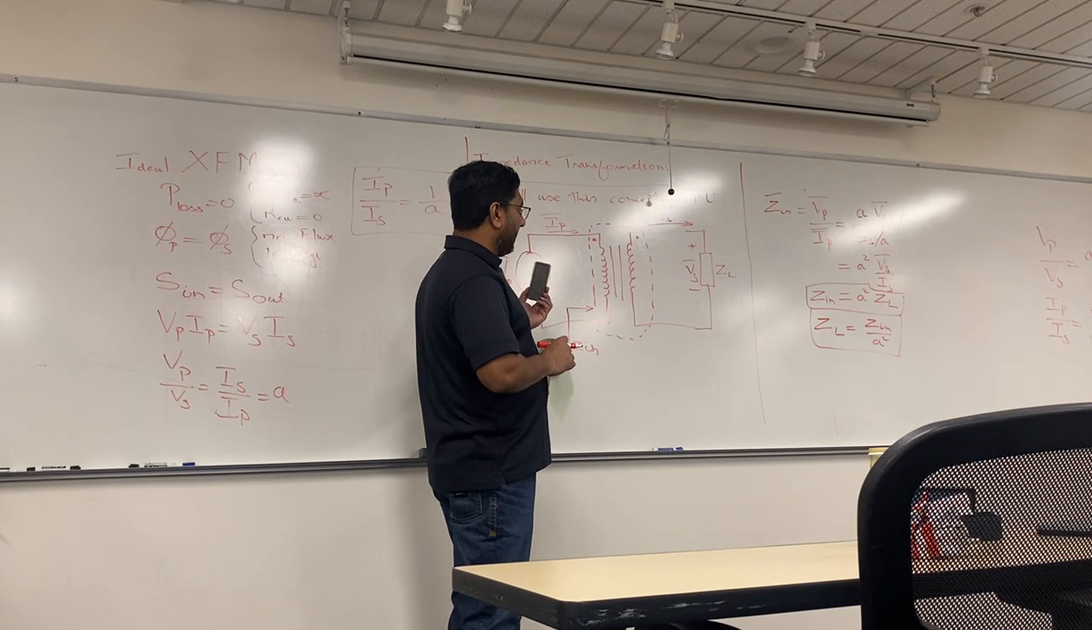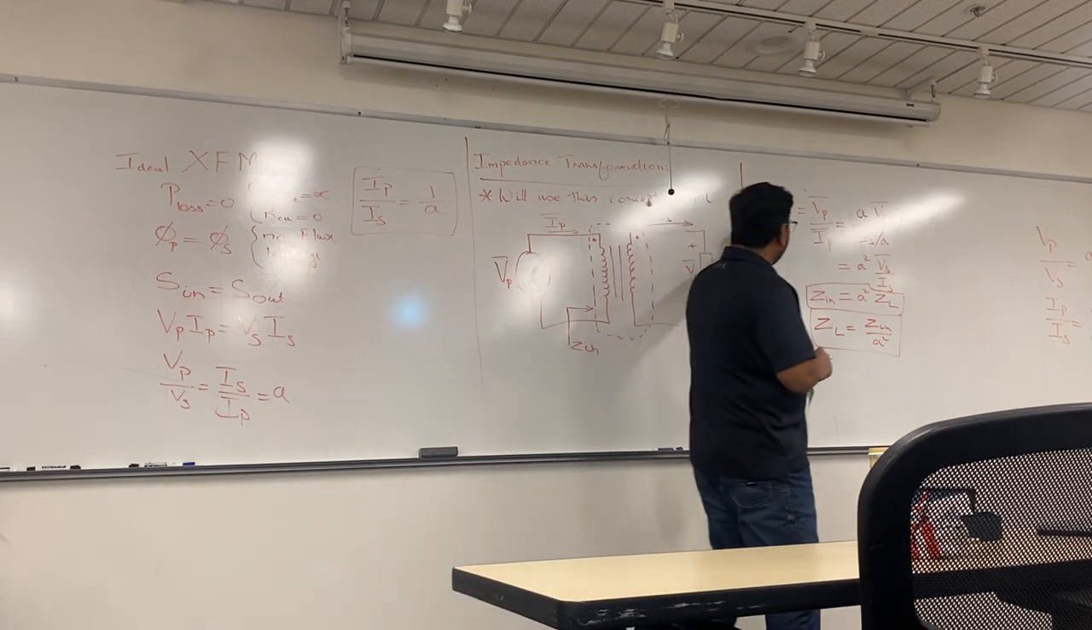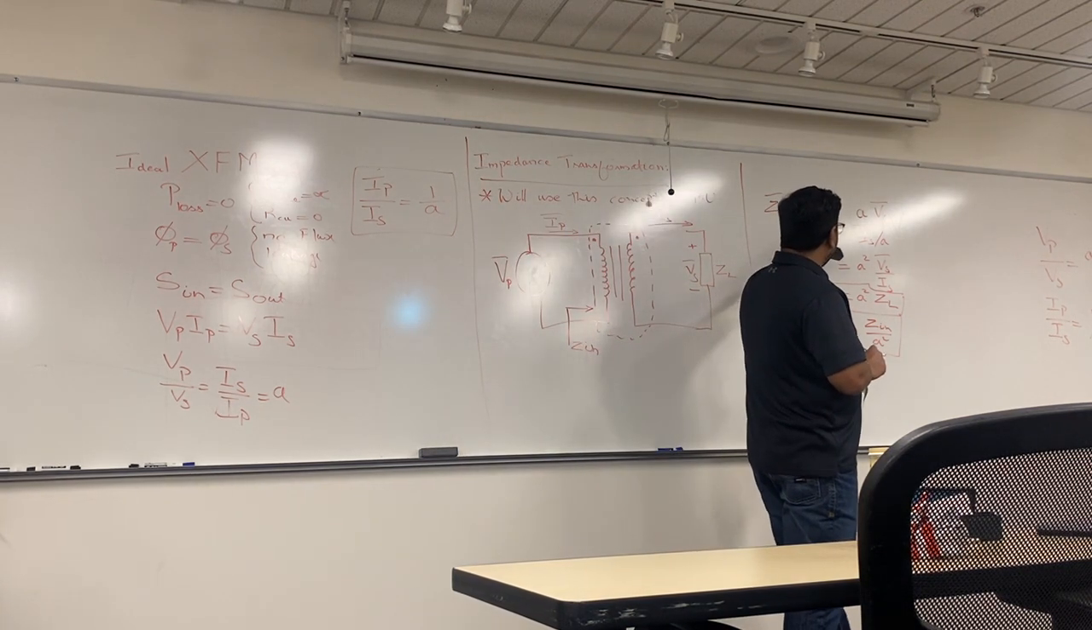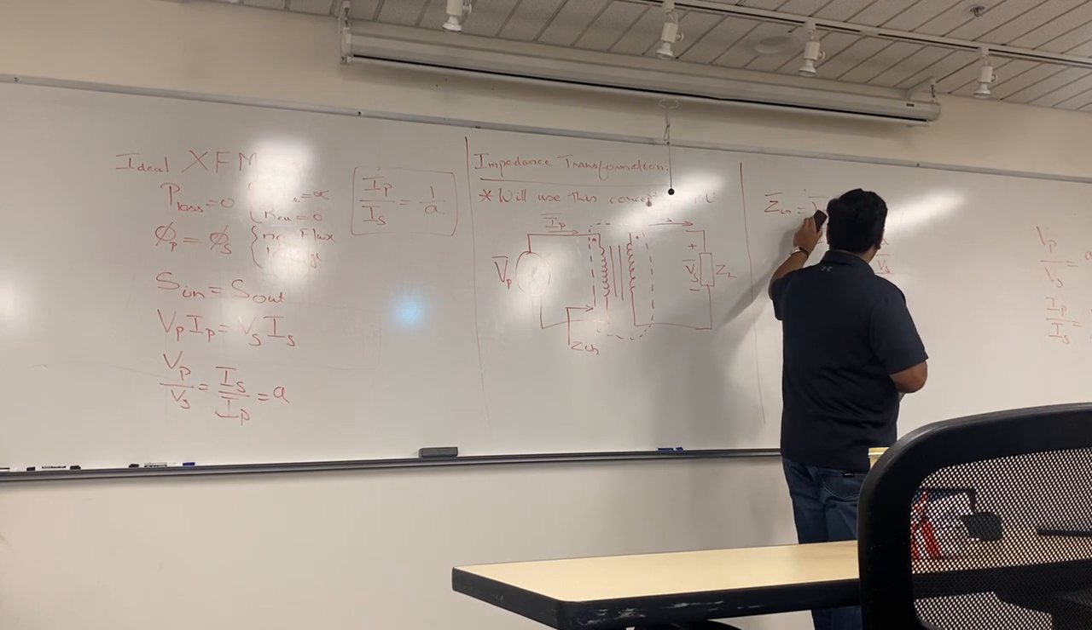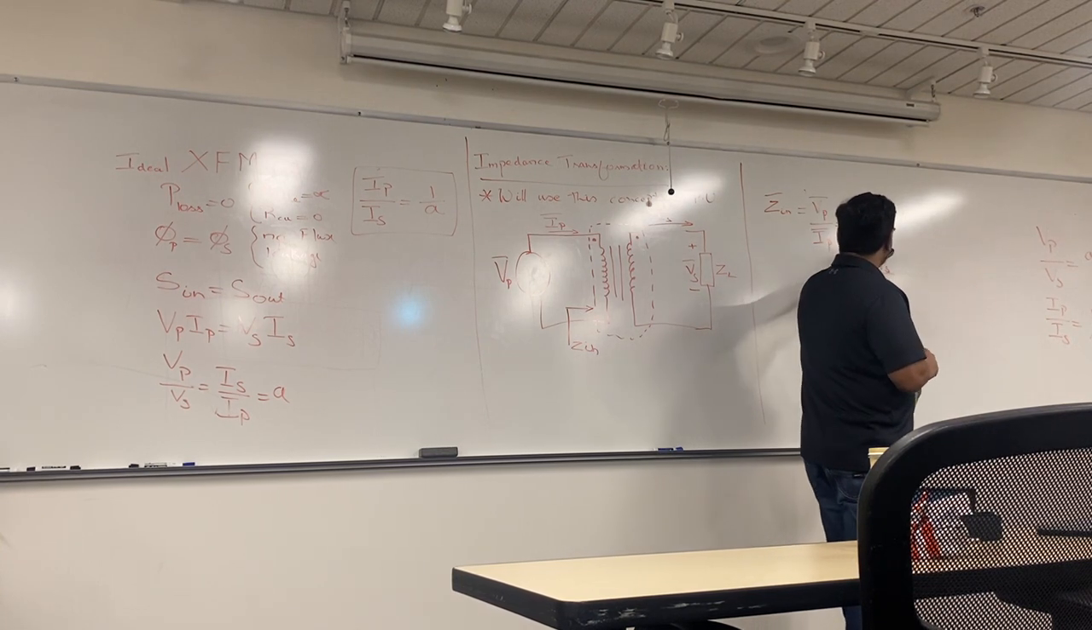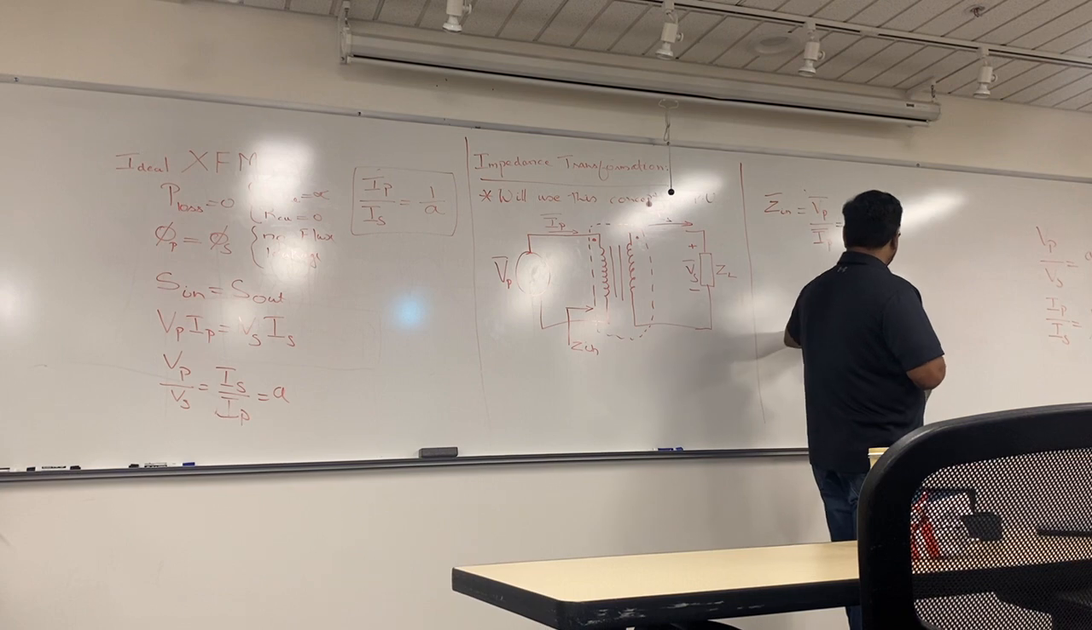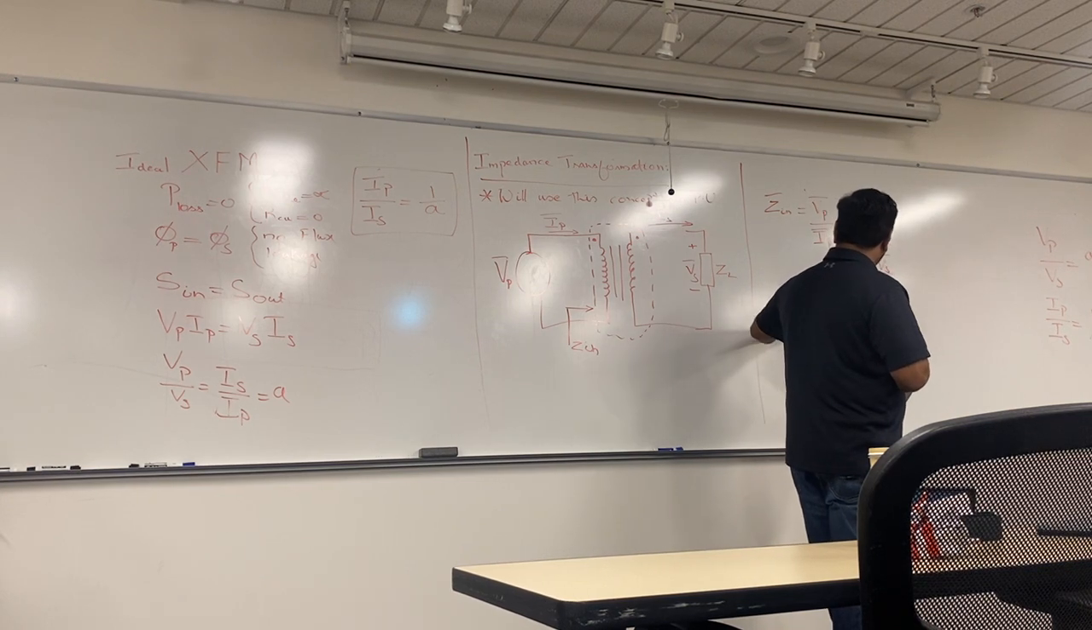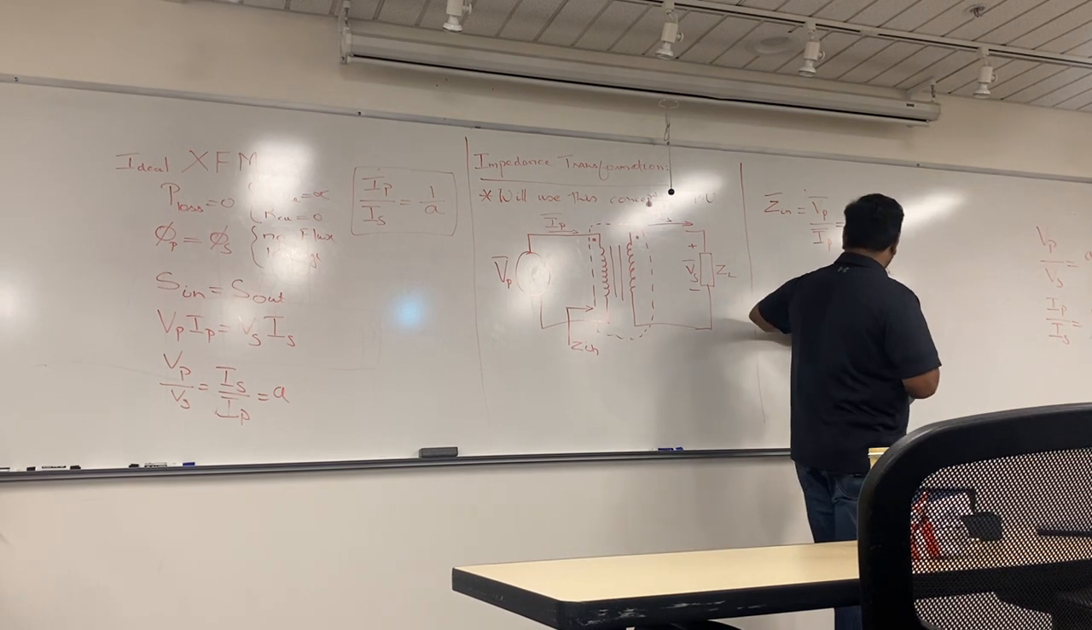So the easiest way is Z in is VP over IP. You connect the VP and the IP using the turns ratio, and then it's just algebra. In fact, I would just stop here. You can have it in your notebooks, but this is good enough.